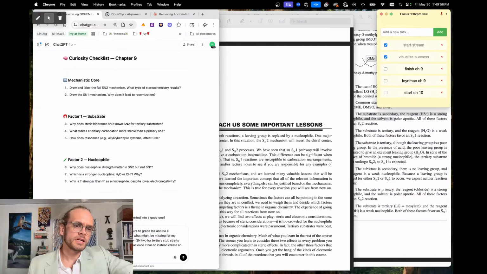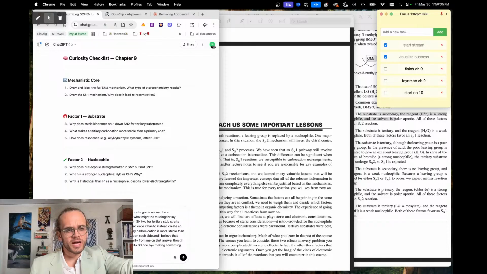Number 4, a tertiary carbocation is more stable than a primary one because there are bigger groups on each side. And I believe then there's going to be more overlap of orbitals. Clarify for me on that answer, though. I'm not certain. And number 5, resonance affects SN1 by making something more stable and favoring the SN2 reaction. Again, explain why that's true, though.